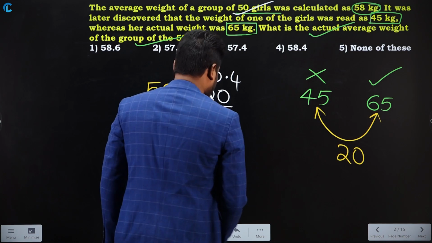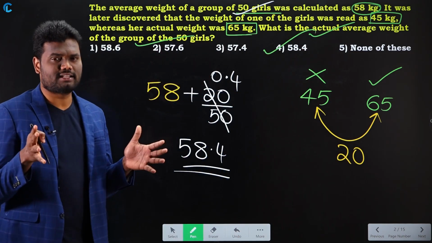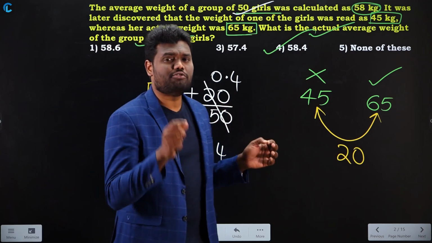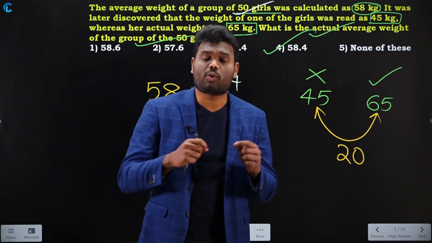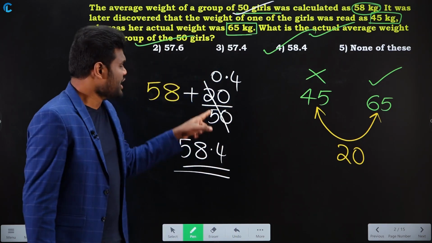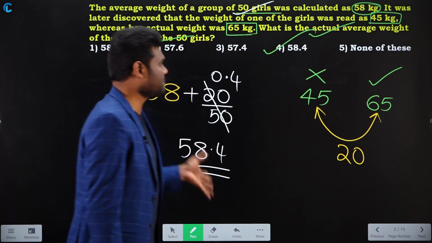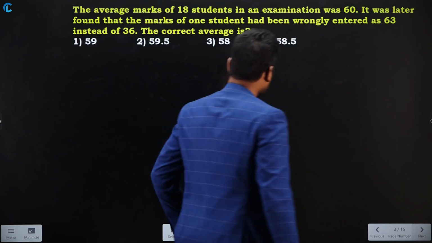Okay, very, very simple. Just what you need to do is read the question clearly, take the difference, and after that, if the wrong value is more, subtract. If the wrong value is less, add. But don't forget, while adding or subtracting, you need to distribute them and then add, or distribute them and then subtract. Let us look at the next question.